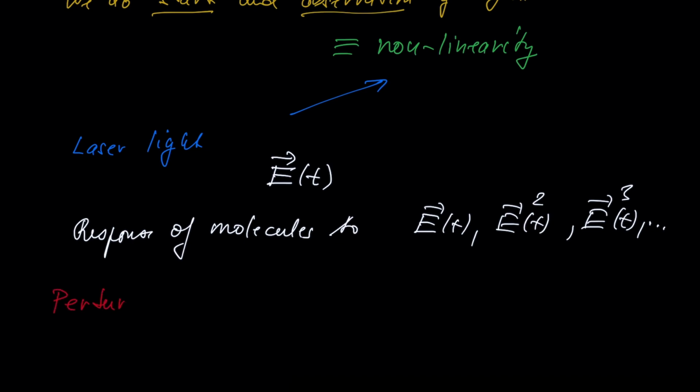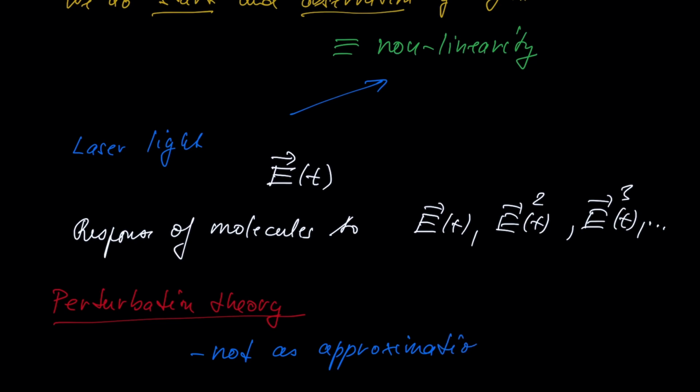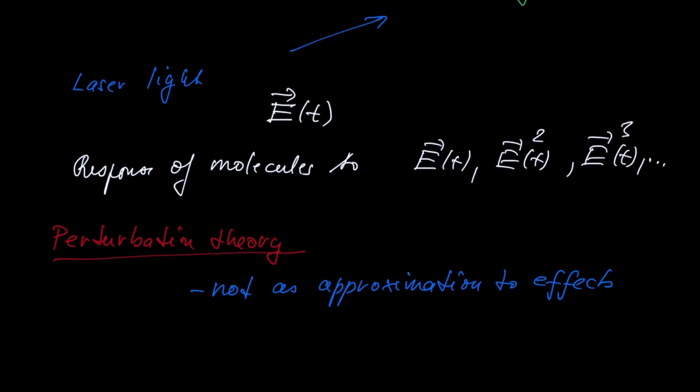So perturbation theory is something that will allow us to express the response of molecular systems in terms of the powers of the electric field. But this is not something that we will be using as an approximation. Perturbation theory here will not work in the way that we usually understand it, that is, not as an approximation to the observed effects. The effects themselves, like absorption, like pump-probe signal, like some non-linear multidimensional spectra, are themselves of a certain order.